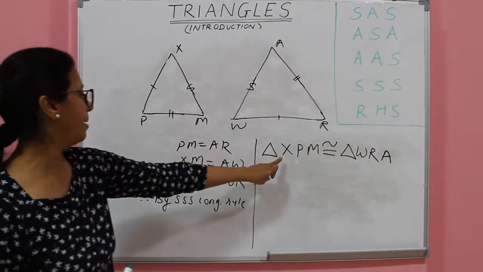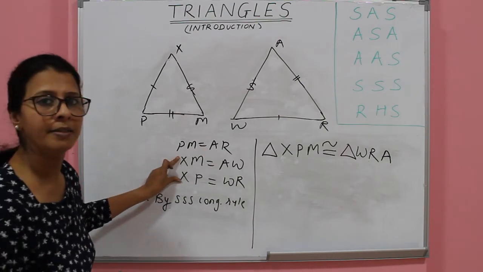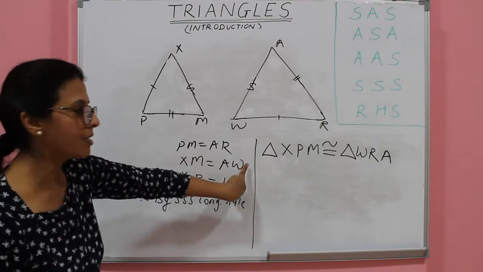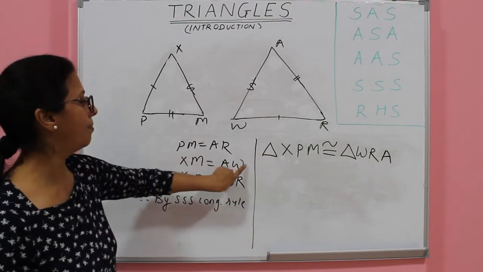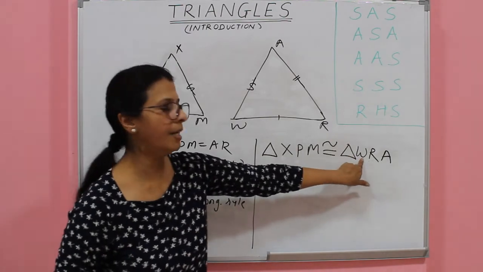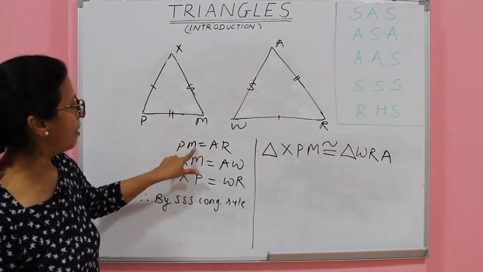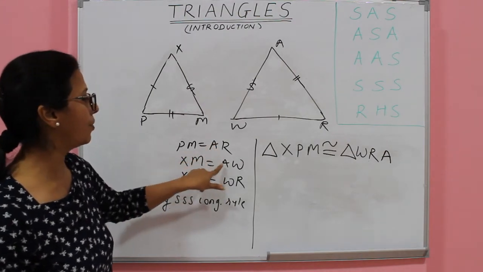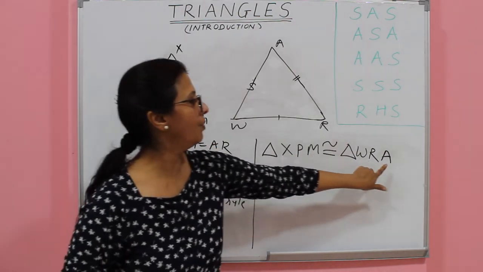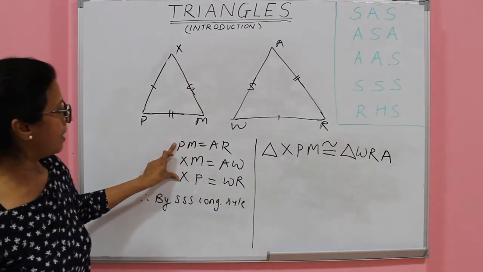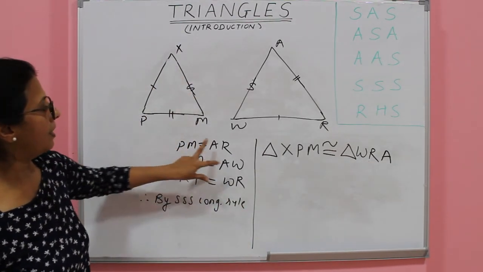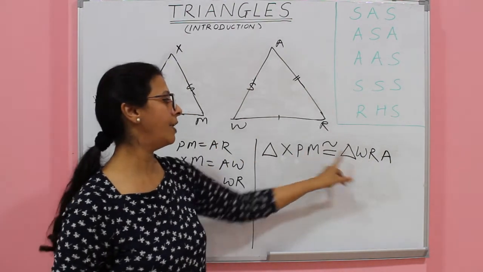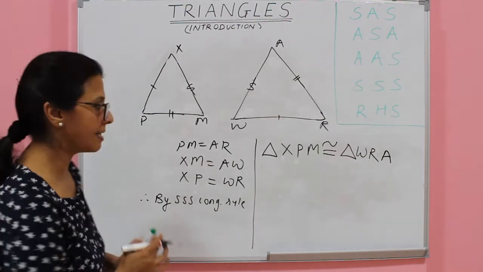Correct? If you see, my X over here is common in these two terms. Over here, W is common. So X has to be equal to my W. In this particular thing, M is common. Over here, A is common. So M has to be equal to A. If you see, P is common over here, and in these two, R is common. So my P has to be equal to R. This is the way in which I wrote the congruency for my SSS test.